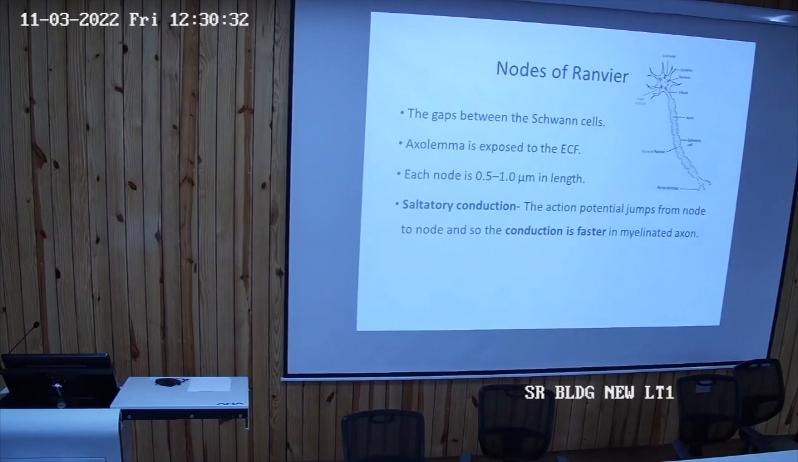This is important for saltatory conduction, faster conduction. The information will jump from node to node. So the action potential jumps from node to node, and the conduction is faster. The internodal distance is 1 to 2 millimeter. Each node is 0.5 to 1 micrometer in length, but between two nodes the internodal distance is 1 to 2 millimeter.